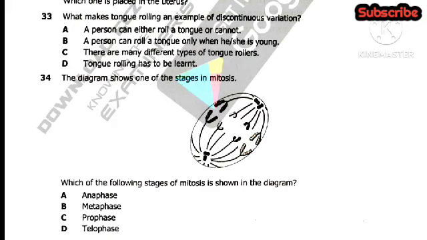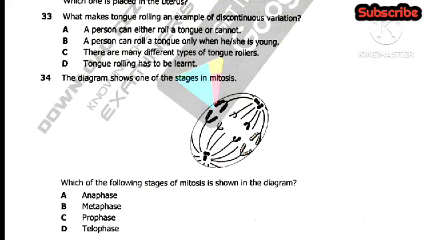Number 33. What makes tongue rolling an example of discontinuous variation? For those of you who do not know, there are 2 types of variation: discontinuous variation and continuous variation. The answer is A. Why? Because a person can either roll the tongue or cannot. Yes, it is discontinuous because there are people who can roll their tongues and people who cannot.